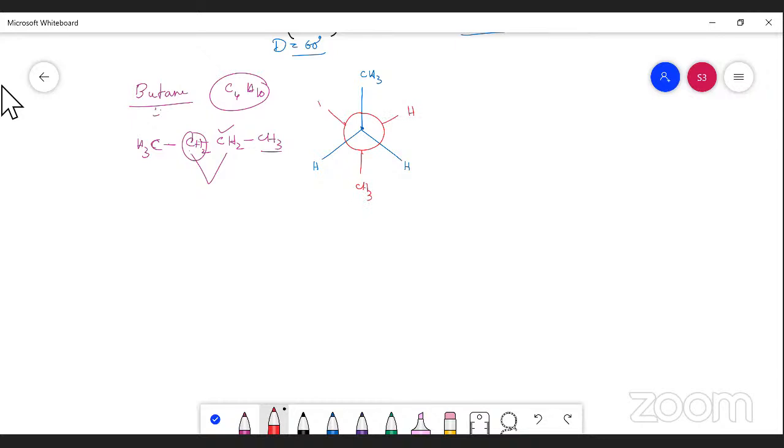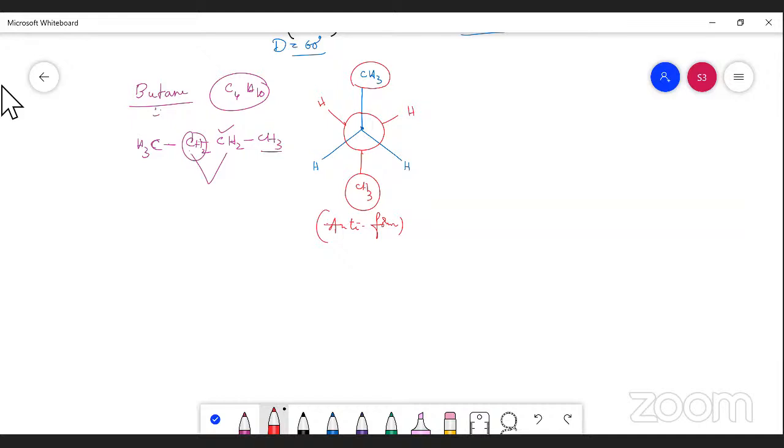If you clearly observe the two bulky groups, the two methyl groups are far away from each other. So the isomer where the two bulky groups are far away from each other, we call it the anti-form. In fact, this anti-form is a stable form. Out of all conformation isomers, this is the most stable form.